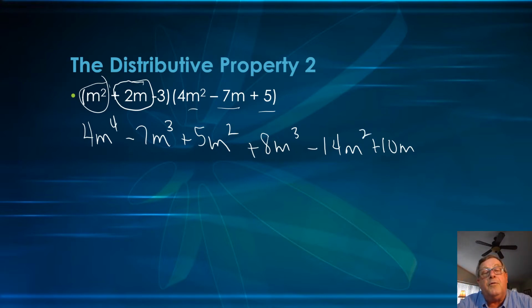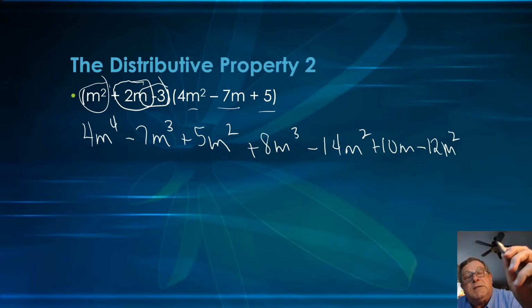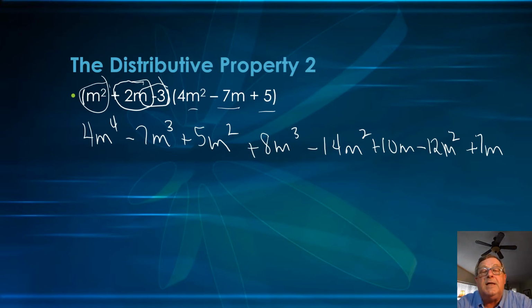All right, and then we go here with the third term, the negative 3, and again, we're going all the way across all three terms. Hopefully, I've got enough space. I'm going to squeeze it in. Negative 3 times 4m squared is negative 12m squared. And negative 3 times negative 7m is positive 21m. And then lastly, negative 3 times 5 is negative 15.